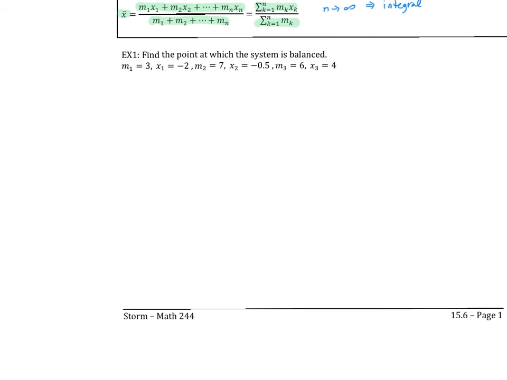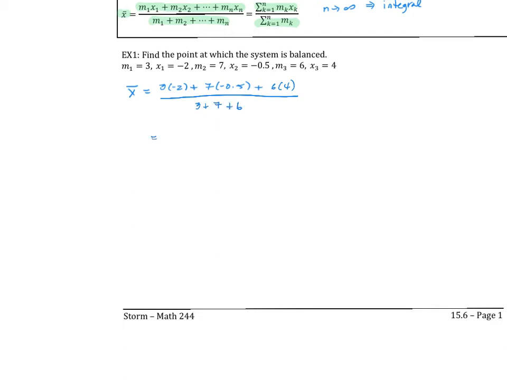Let's look at example 1. We want to find the point at which the system is balanced. So I have an m sub 1, x sub 1, m sub 2, x sub 2, m sub 3, x sub 3. Simply, where it's balanced, our x bar or our pivot is going to be the m sub 1 times x sub 1, or 3 times the negative 2, and then we're adding to that the sub 2's, 7 times negative 0.5, plus the sub 3's, which would be 6 times 4. And then you divide everything by the sum of the mass, which would be 3 plus 7 plus 6.